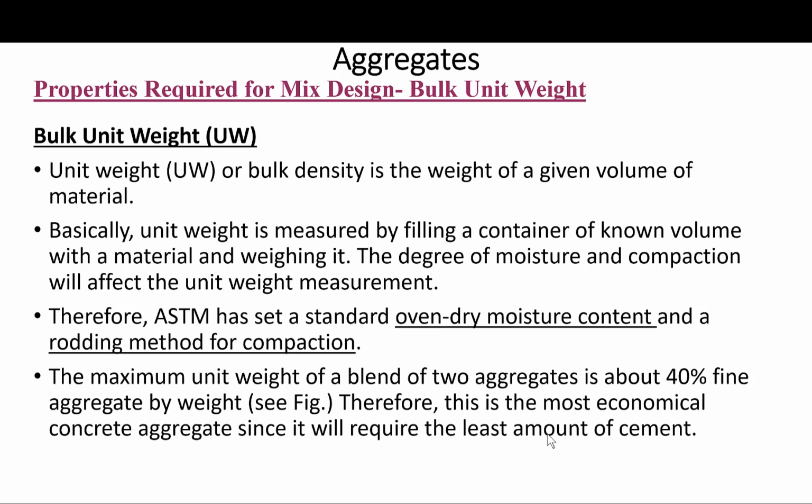So since the weight of the aggregate is dependent on the moisture content of the aggregate, a constant moisture content is required. Oven dry aggregate is used in ASTM C29. Okay, so the maximum unit weight of a blend of two aggregates is at about 40% fine aggregate by weight, and 60%, of course, will be coarse aggregate. So this is the most economical concrete aggregate, since it will require the least amount of cement.